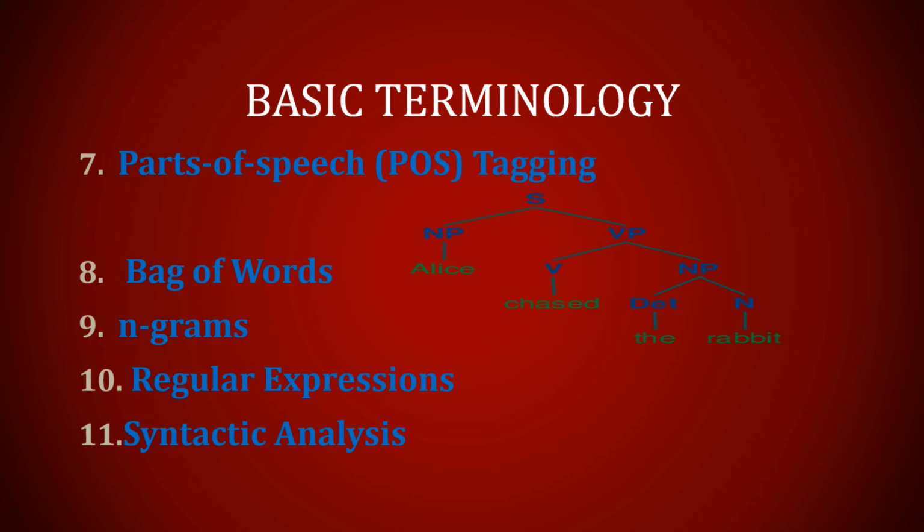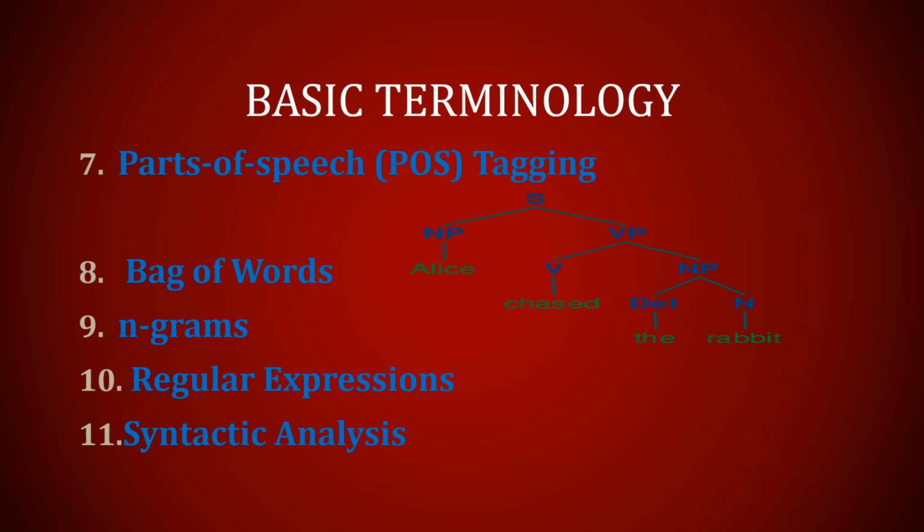And second is part of speech. In case of part of speech, there is a sentence: Alice chased the rabbit. So Alice is a noun phrase, and chased is the verb, and the is the determiner, and rabbit is the noun. So determiner and noun become the noun phrase, and verb and noun phrase become the verb phrase, and noun phrase and verb phrase become the whole sentence. This is called part of speech.